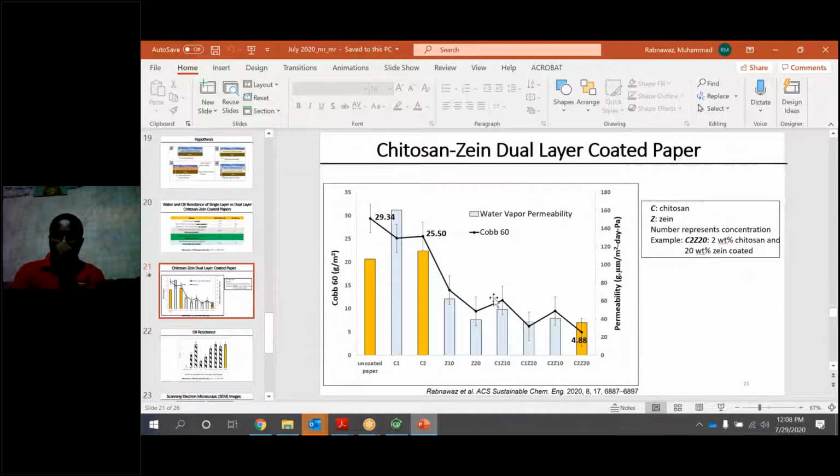So if you look into this one, the Cobb value again is water resistance. The lower the value, the better. And you see if we have zein, 28% in water-ethanol solution that was used, and chitosan 28%, this will give us really good Cobb value.